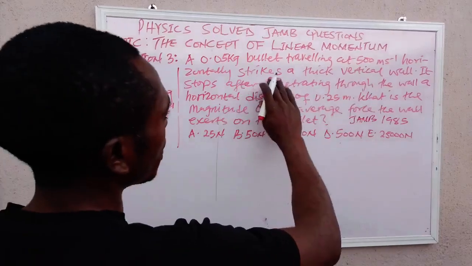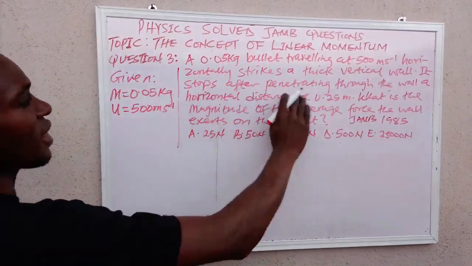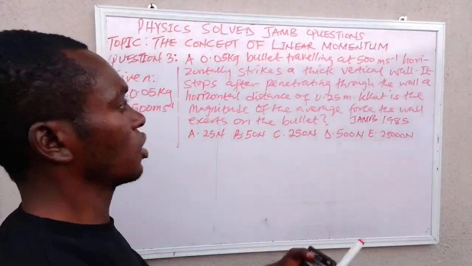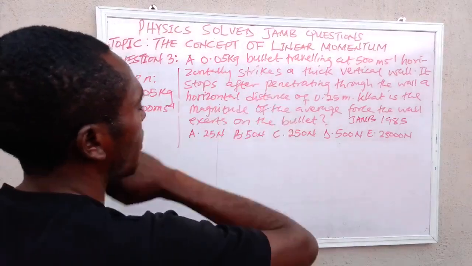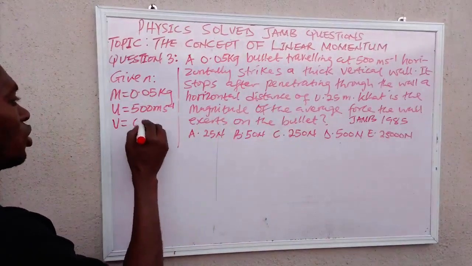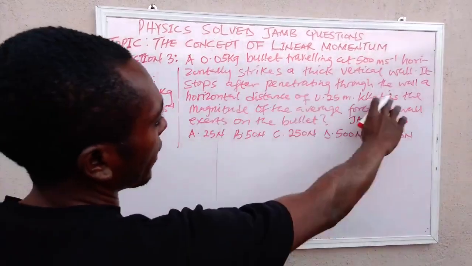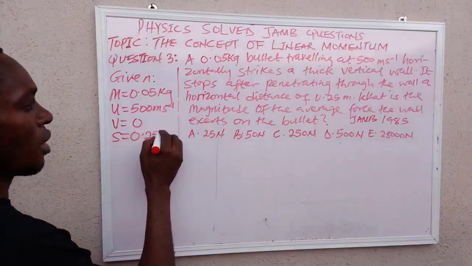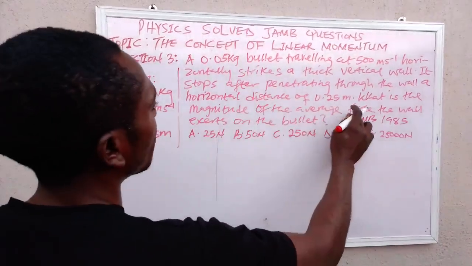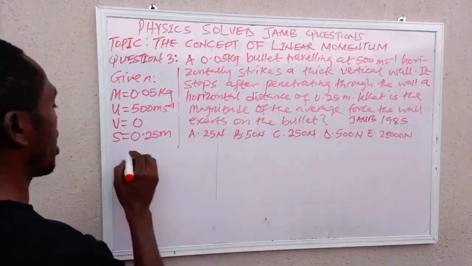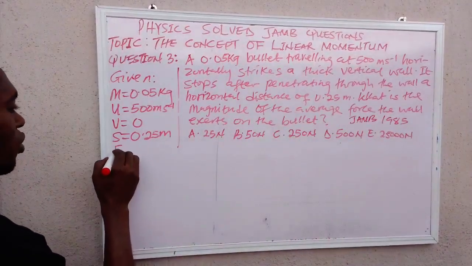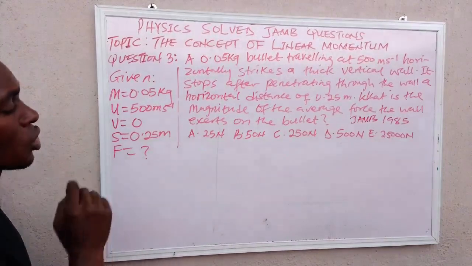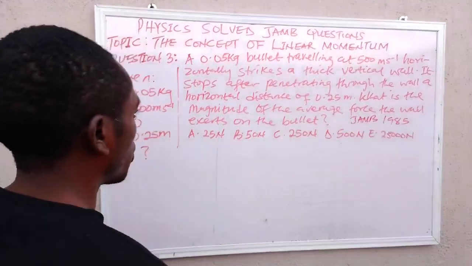Now, it horizontally strikes a thick vertical wall. It stops after penetrating through the wall. So the moment the bullet struck the wall, it stopped. That means our final velocity is 0. A horizontal distance, so we have distance s given as 0.25 meters. What is the magnitude of the average force the wall exerts on the bullet? So force is the question we are asked to answer. Don't forget, I said it's a JAMB question 1985.